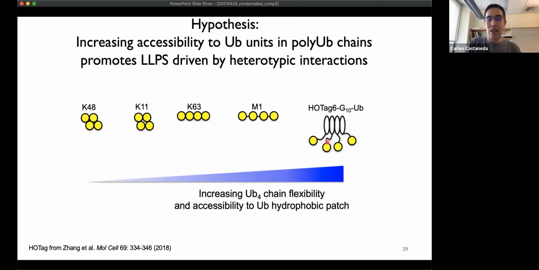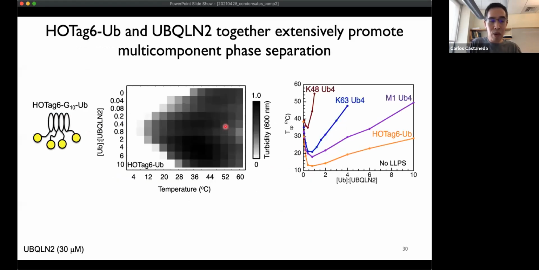You can imagine that here, these ubiquitins are really accessible. Our hypothesis is that this would drive more phase behavior over an extended range than what we see for the other types of chains. And when we did this experiment, this is exactly what we saw. This hot tag ubiquitin construct promoted phase behavior over a much, much larger concentration range than M1 or K63, and far more than K48, right?